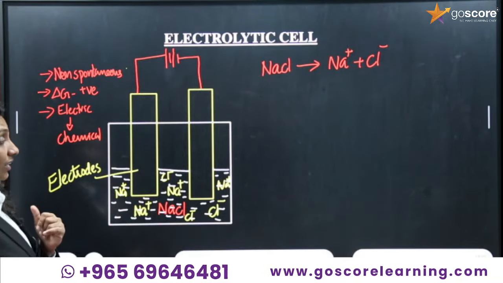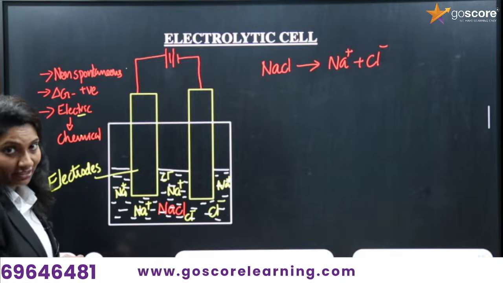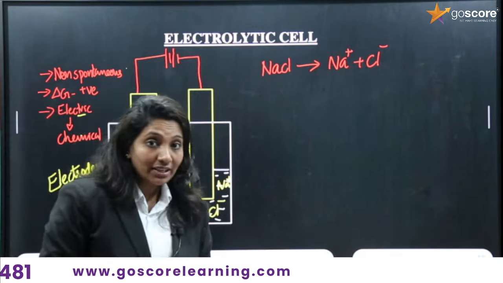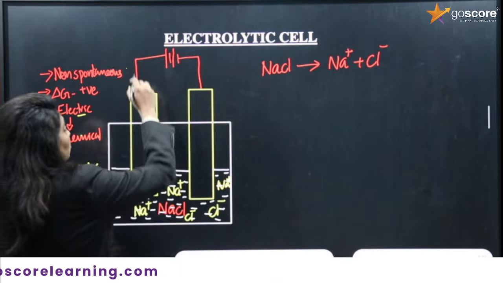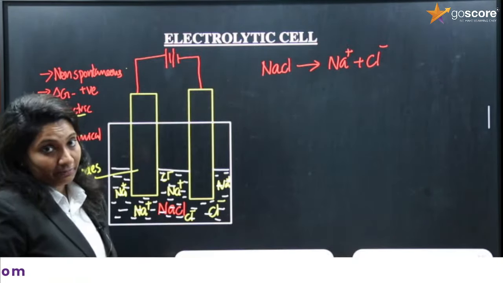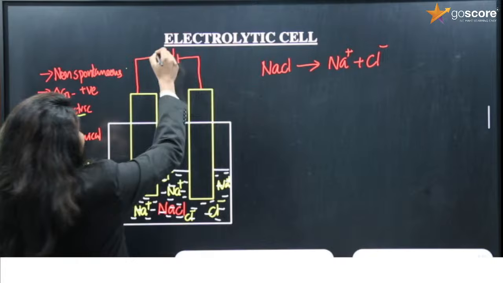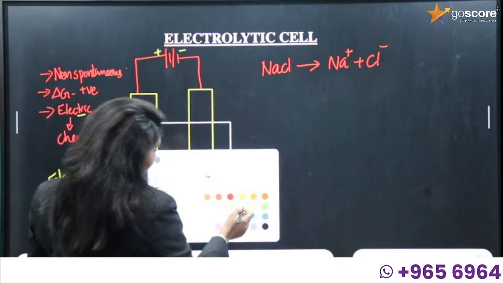And in the electrolytic cell, the electrical energy is converted to chemical energy, right? So we have to provide an external electric circuit, right? For that, I have connected these two metal electrodes to the terminals of a battery. This is the positive terminal of the battery, and this is the negative terminal of the battery.